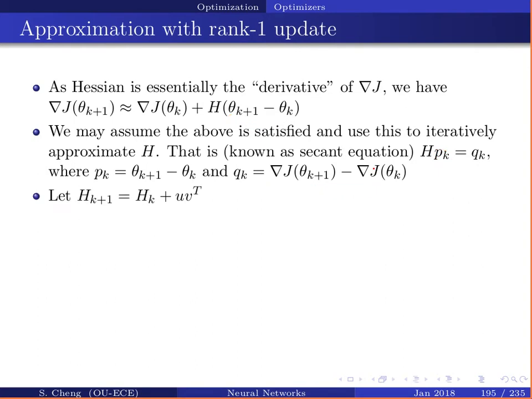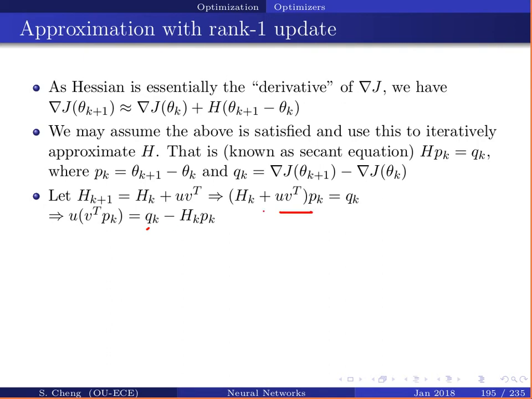So with this secant equation, the update we are going to do is kind of magical. Suppose I want to do a rank 1 update. Any rank 1 matrix can be put as just U times V transpose. With that form, I want to make sure that this satisfies the secant equation, so this guy multiplied by pk is equal to qk, and then I can rearrange the terms.